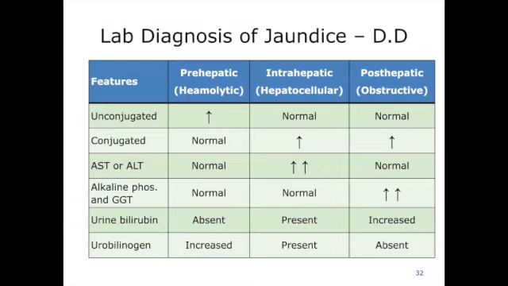Whereas in hepatocellular and obstructive jaundice, there will be elevated conjugated bilirubin. There will be elevated AST or ALT in hepatocellular damage. Alkaline phosphatase will be normal, and urine bilirubin will be present, and urobilinogen will be present. Whereas in obstructive jaundice, there will be absence of urobilinogen, and there will be increased alkaline phosphatase and GGT.